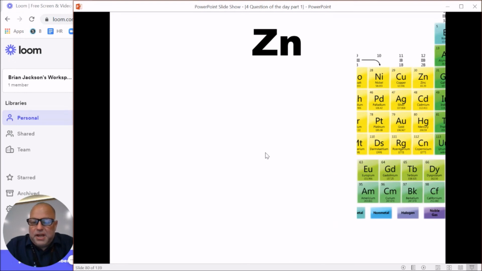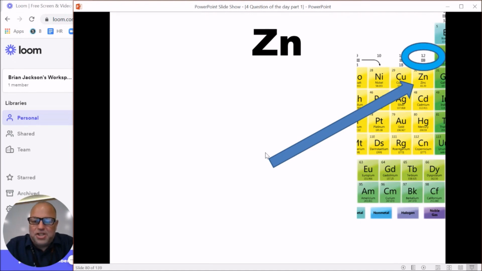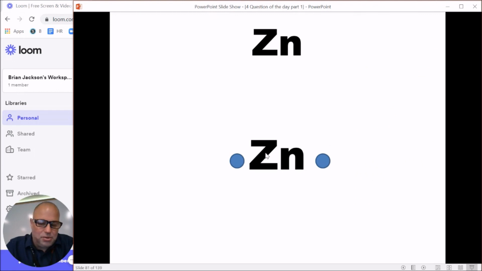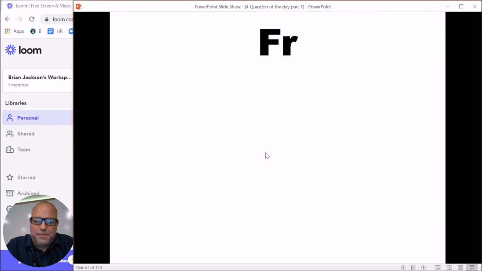The next element, zinc. We've got some zinc right here on the periodic table. The valence electron number is 2 right above it, so it has 2 electrons. And then for zinc, put those 2 dots wherever you like.